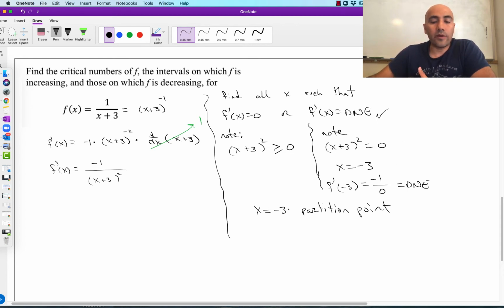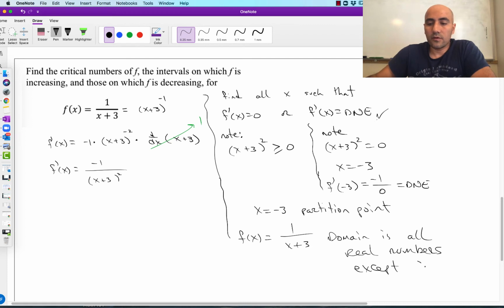Now we want to see if this can be upgraded to a critical number, right? In order to do that, we have to come back to the original function and see if negative 3 is in the domain. So if we come back to f of x equals 1 over x plus 3, the domain is all real numbers except x equals negative 3. We can't put in a negative 3. If we put in a negative 3, we'll end up with a 0 in the denominator, so it's undefined there. And that's exactly the point that I wanted to check to see if it was in the domain. It's not there, so x equals negative 3 is not a critical number.